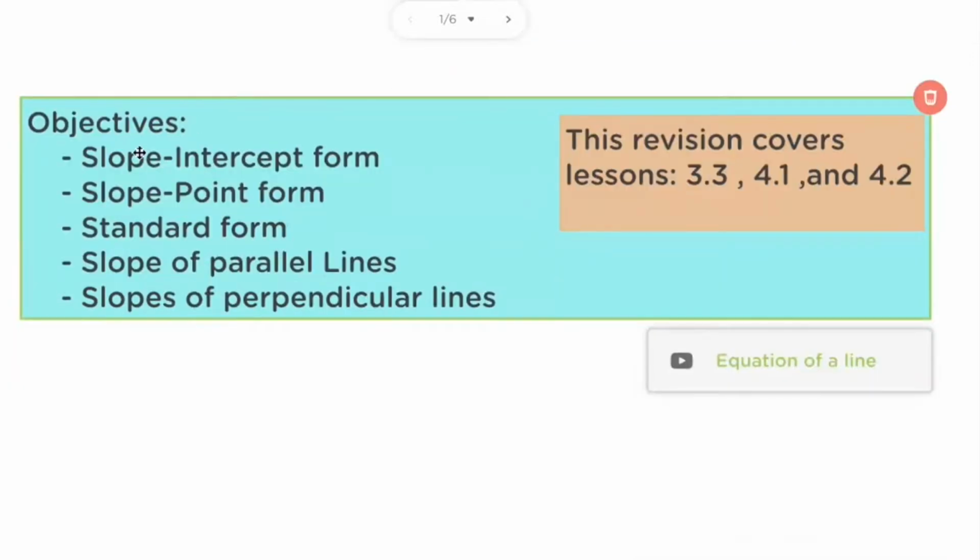So we're going to talk about slope intercept form, slope point form, standard form. These are the three famous forms for an equation of a line. And then we talk about slope of parallel lines and slopes of perpendicular lines.